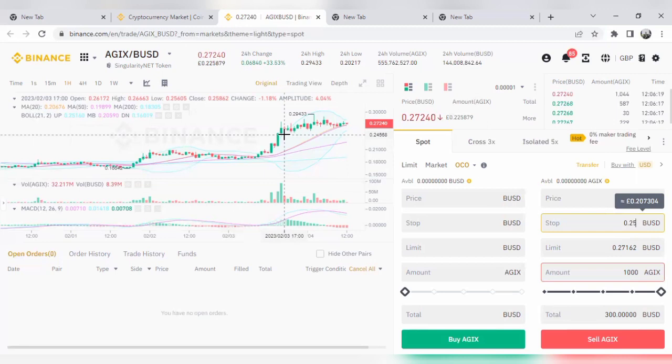Now the other thing I want you to understand as regards trading loss prevention and control is the particular thing called price alerts.